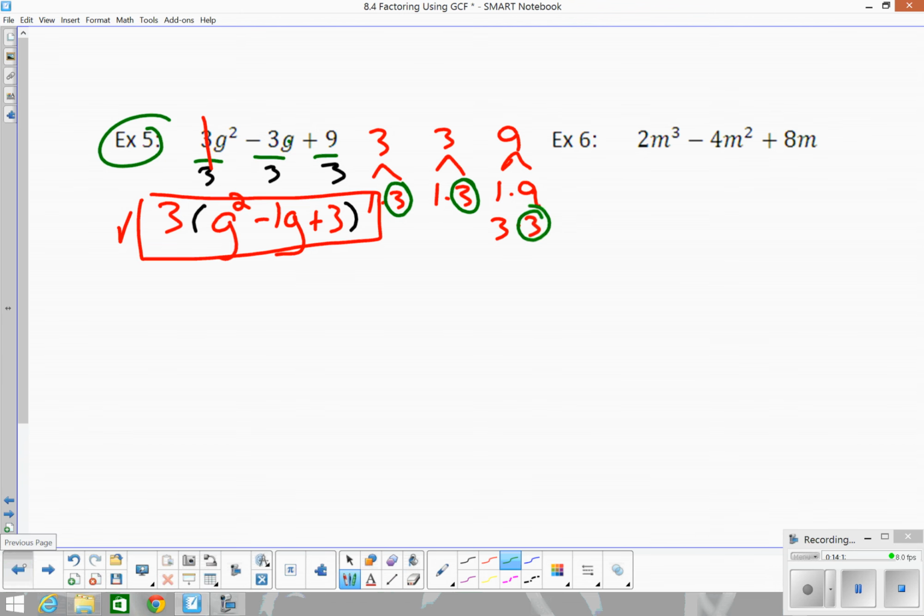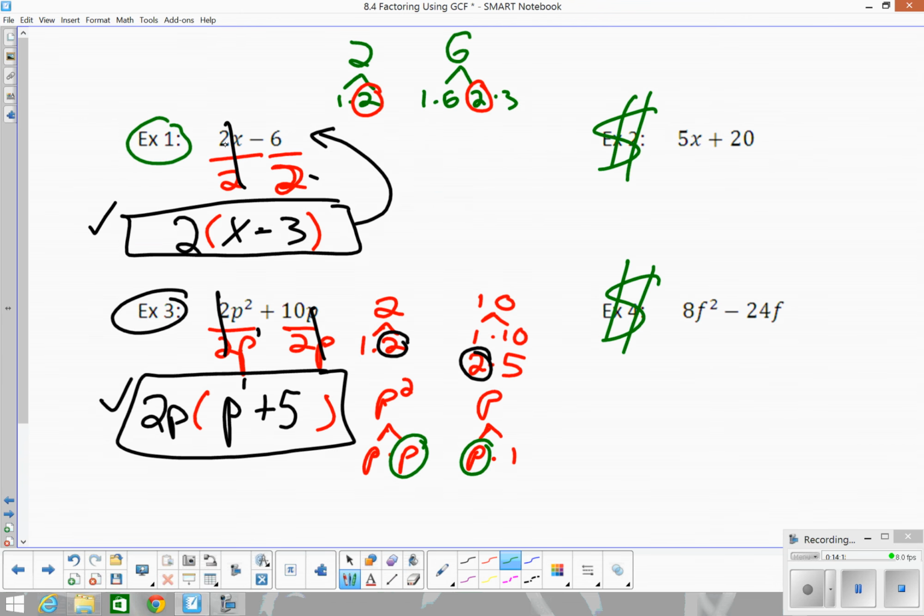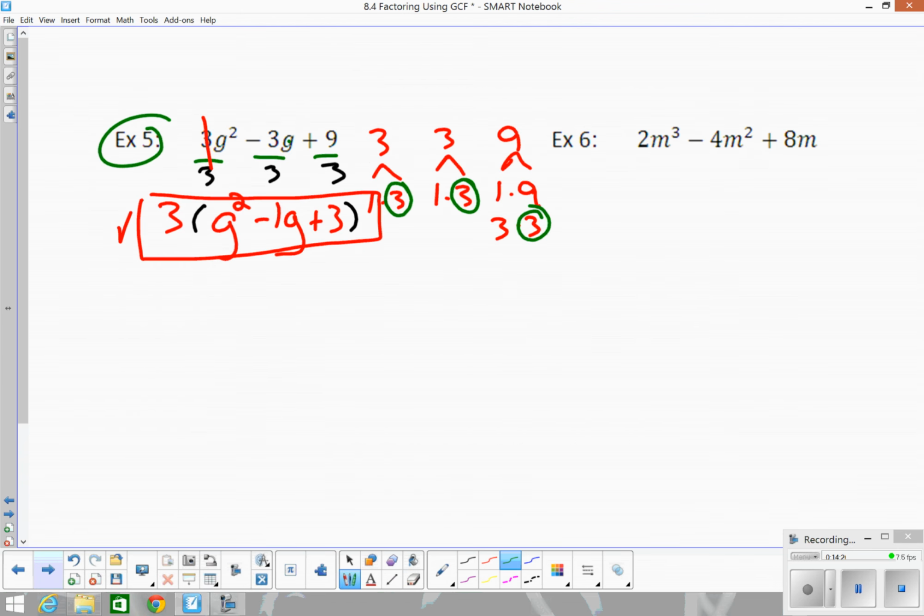Going back, I have a 2 and a 6. I can't pull anything more than a 2. For 2p squared plus 10p, I can't pull anything more than a 2, right? So go ahead and think about that.